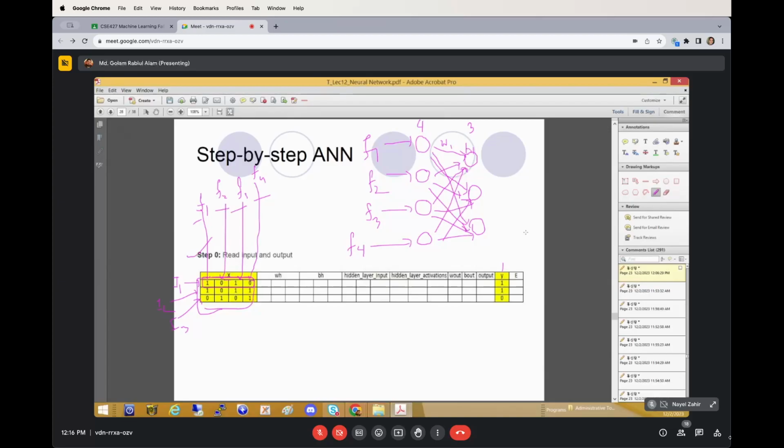So in this case, what will be the dimension of our weight vector? This weight vector will be W. What will be the dimension? So four inputs and three features, three we can say hidden neurons. It will be 4 by 3. Okay, 4 by 3.